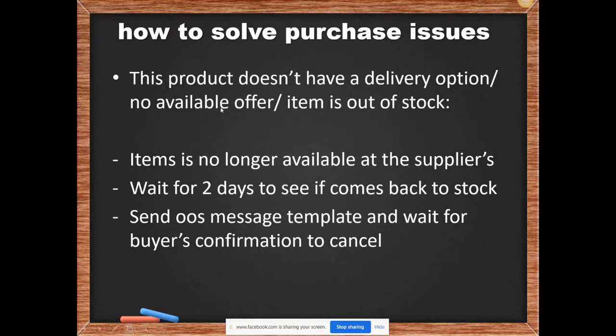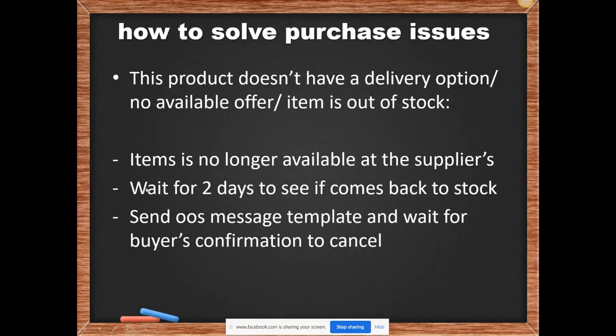I promised you I would explain in further detail about every error. So here you have it: what's the error, what it means, and what we can do about it. The first error could be a couple of things, but it all means the same. This product doesn't have a delivery option, or no available offer, or item is out of stock. It basically means the same, that the item is no longer available at the supplier's website.